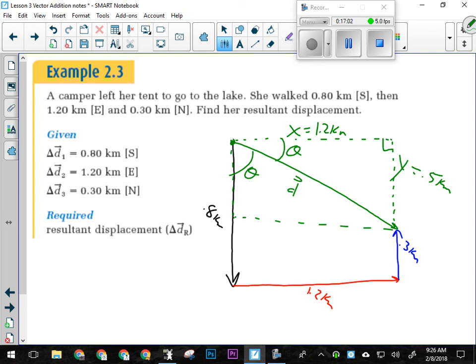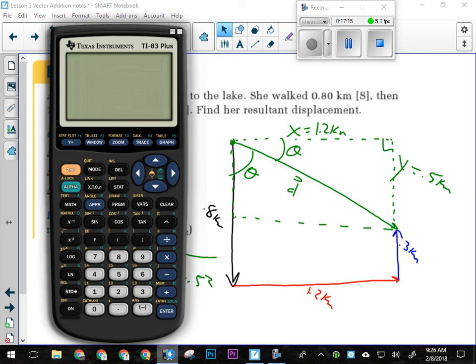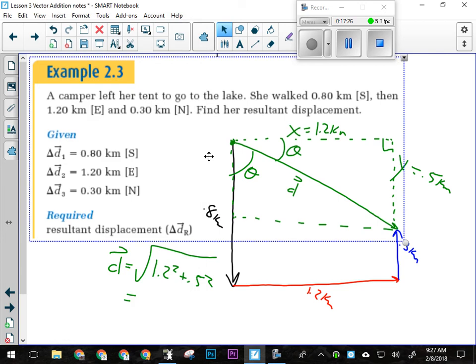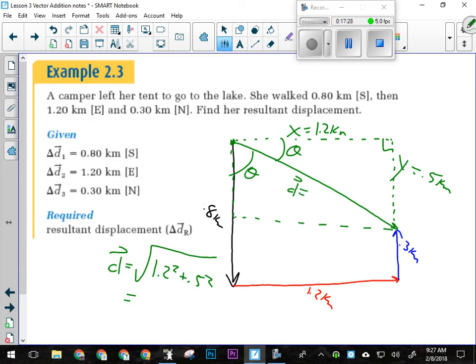Okay. All right, so I'm going to find first off the magnitude of the displacement, and to do that, I'm going to use Pythagorean theorem. So that's going to be the square root of 1.2 squared plus 0.5 squared. So my overall displacement is 1.3 kilometers. Or at least the magnitude of it is.